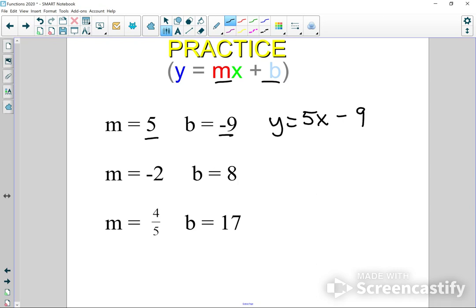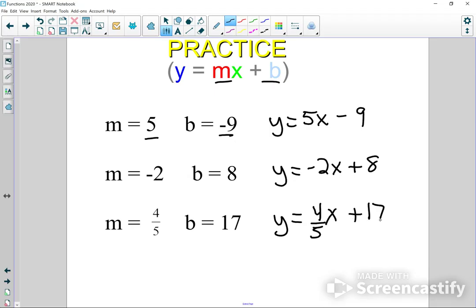Let's try that again. We have y equals, instead of m, I'm going to write -2. I still keep that x. And then instead of b, I'm going to write +8 because that must be a positive 8 since there's no negative sign there. So we have y equals -2x plus 8. Here we go again. One more time. Y equals, our slope is 4/5, and we still have x, and we have +17.